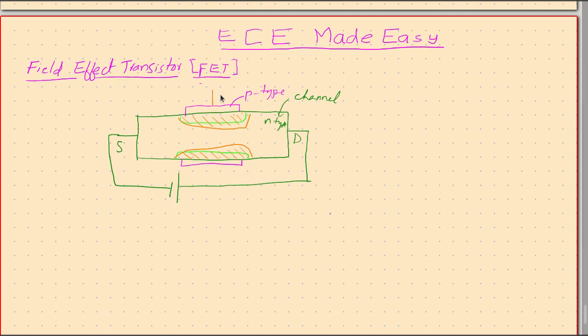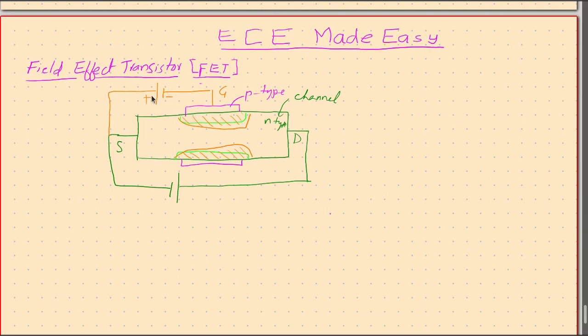This terminal, what we have, is called the gate, and this gate is going to affect the size of the depletion layer as we discussed in our junction diode case. When reverse bias is applied, that means when a negative potential is applied to p type and positive to the n type, that's a reverse bias to this junction.